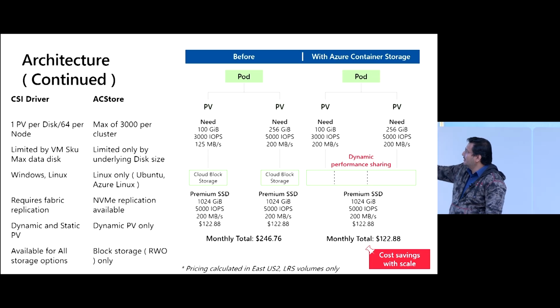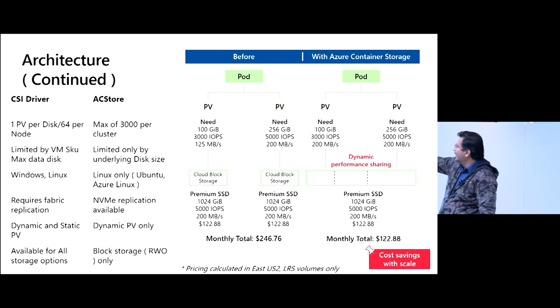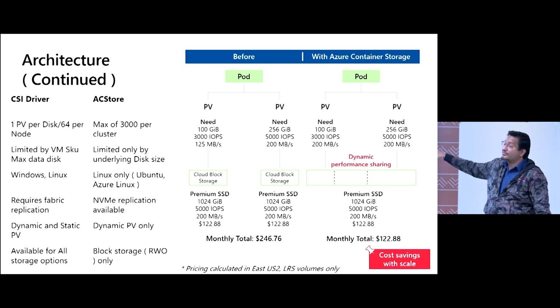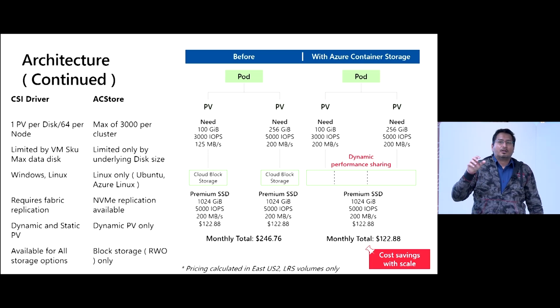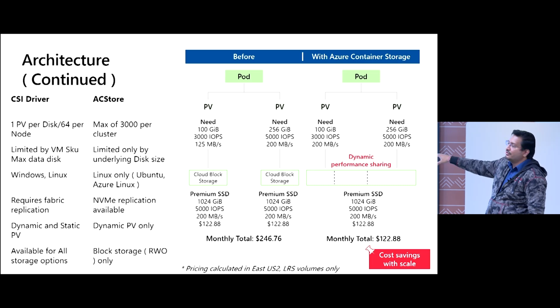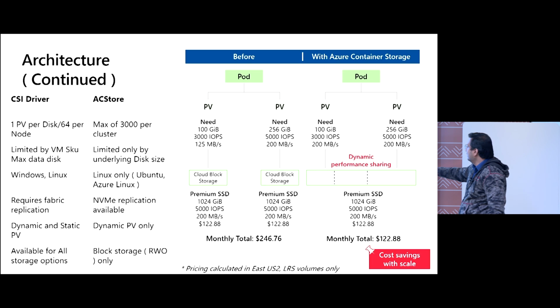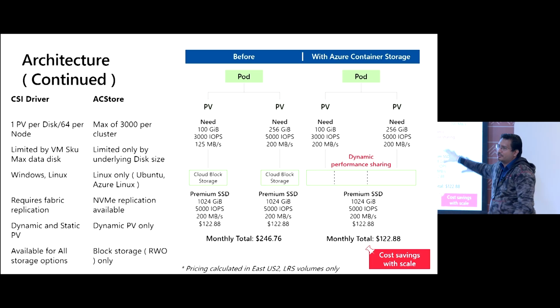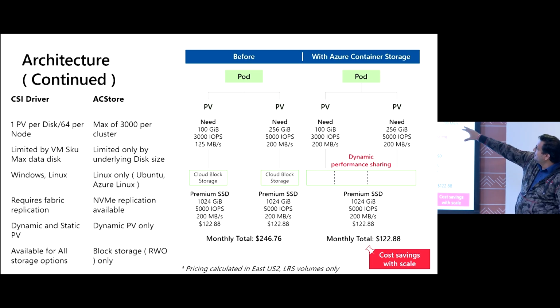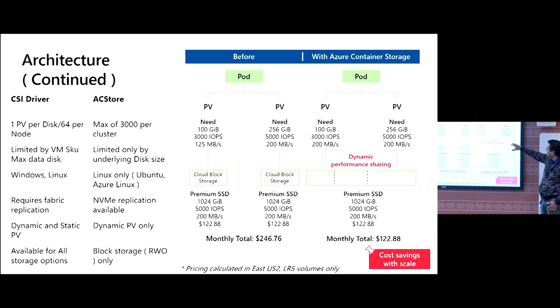So this is a quick comparison table which I made, CSI versus ACStor. For example, 1 PV per disk, with a maximum of 64 per node if you use the highest performing VM SKU today. With ACStor, a maximum of 3,000 persistent volumes per cluster. I've taken a rough calculation here. Say you have a pod with 2 containers running on it, so you have 2 PVs.